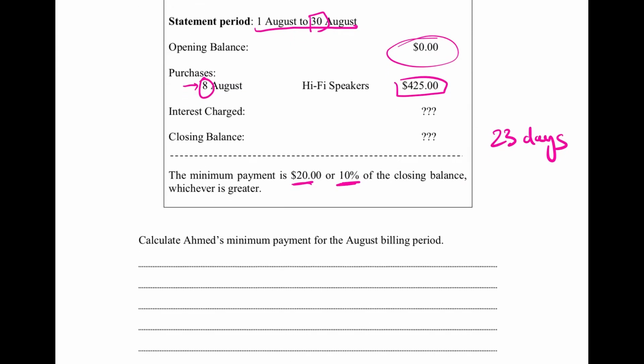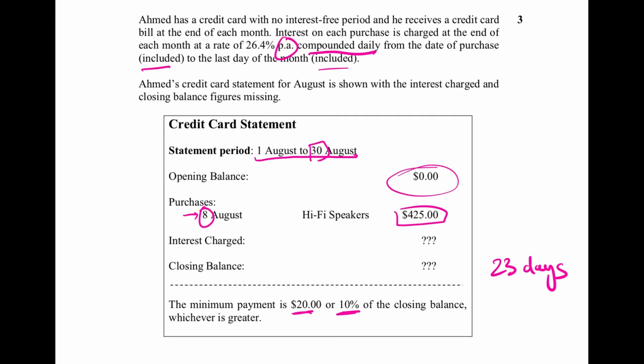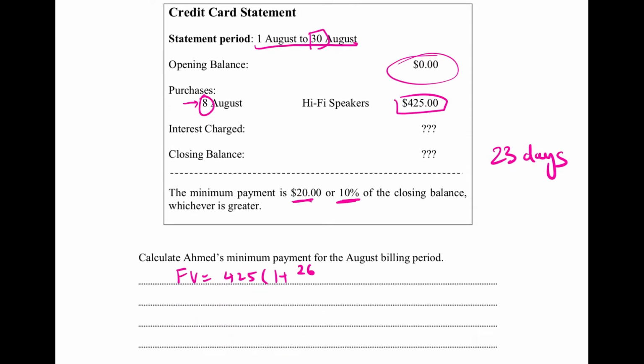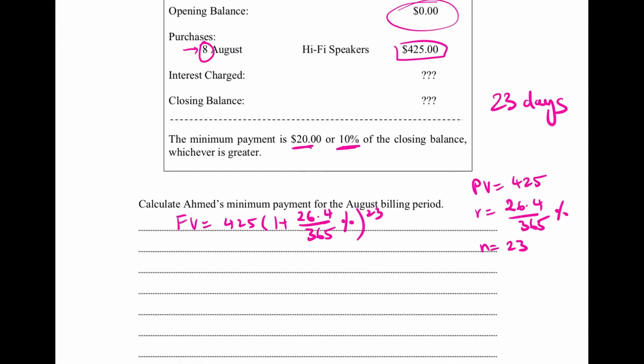Right, so let's find out using the future value formula because it's compounding. Future value is going to be 425 open bracket 1 plus, now my interest rate is 26.4, but it's over 365 days, percent to the power of 23. So once again, over here, your present value is 425. I should have written this first. My rate is 26.4 over 365%, and my N is 23 days. Okay, I had to change this rate because it's in per annum to per days. Okay, so plug that in and you get $432.06. Okay, that's how much my closing balance is.